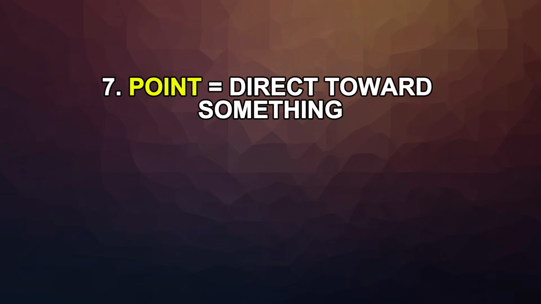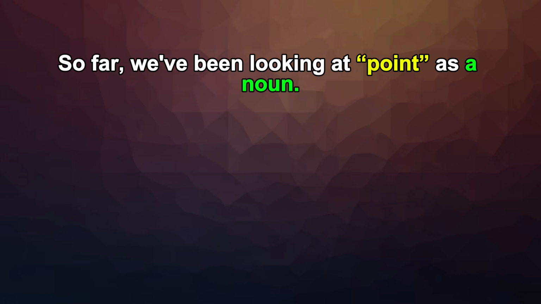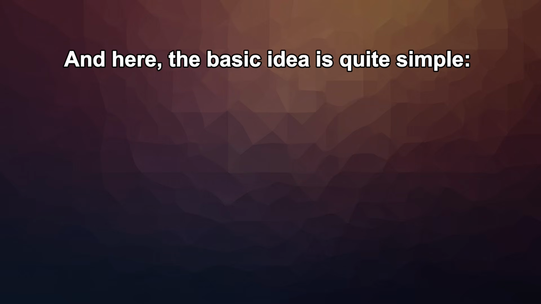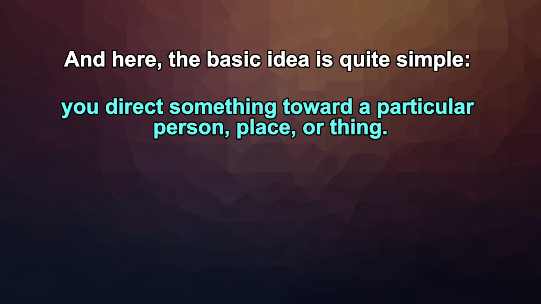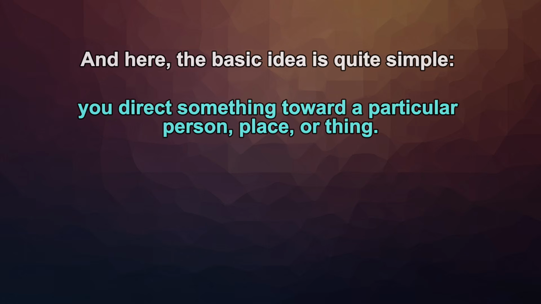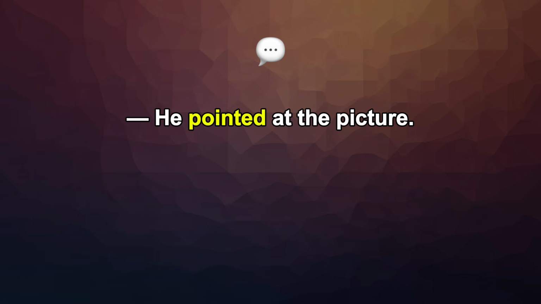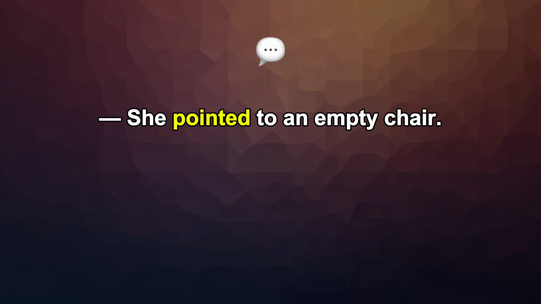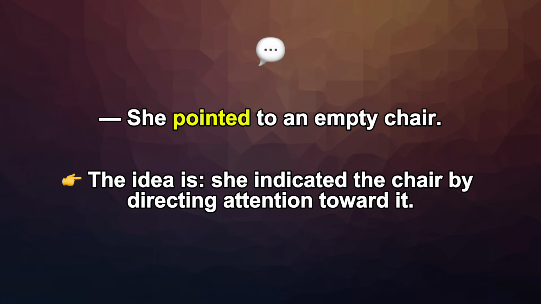Point equals direct toward something. So far, we've been looking at point as a noun. But point can also be a verb. And here, the basic idea is quite simple. You direct something toward a particular person, place, or thing. He pointed at the picture. Here, he directed his finger toward the picture. She pointed to an empty chair. The idea is, she indicated the chair by directing attention toward it.